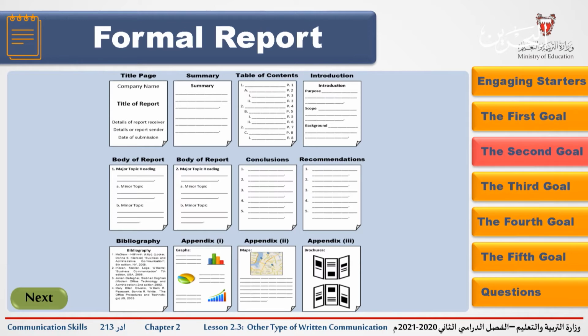Let's continue with an evaluation activity. You will answer activity 2.3.2, page 50 in your textbook. You will have 5 minutes to complete this activity.